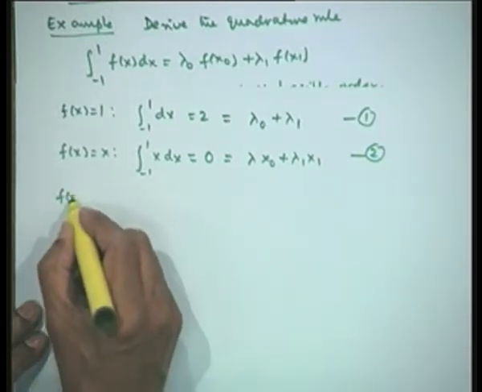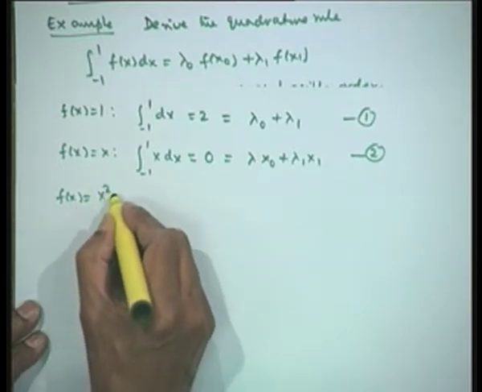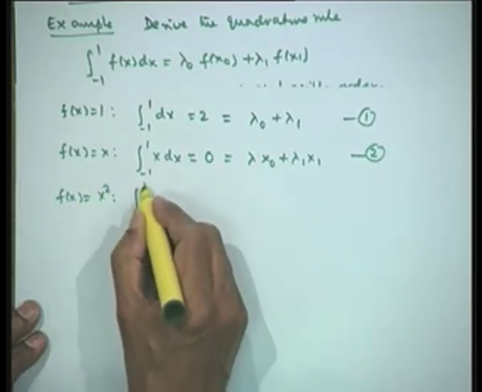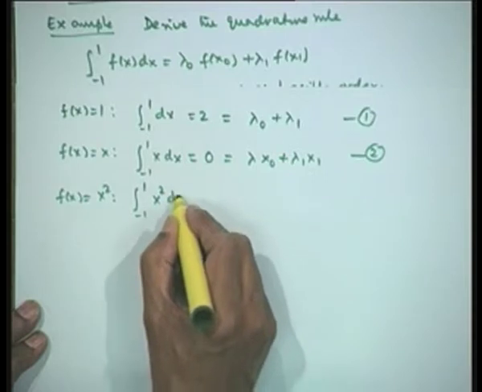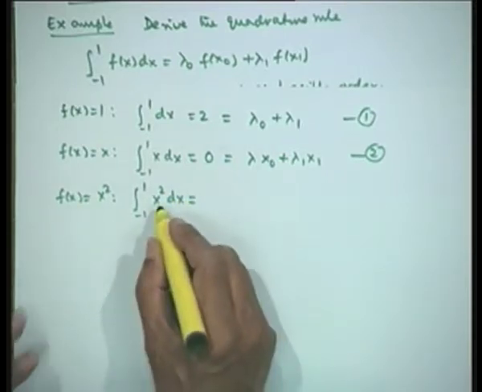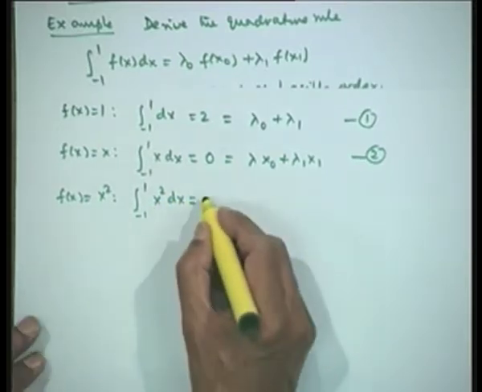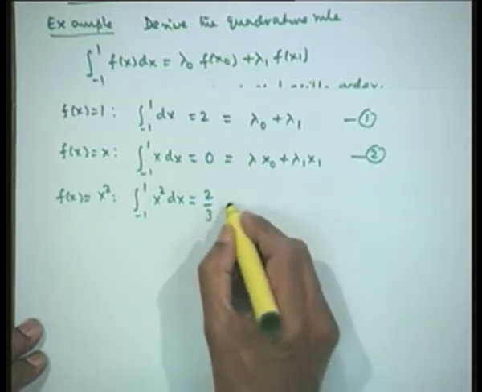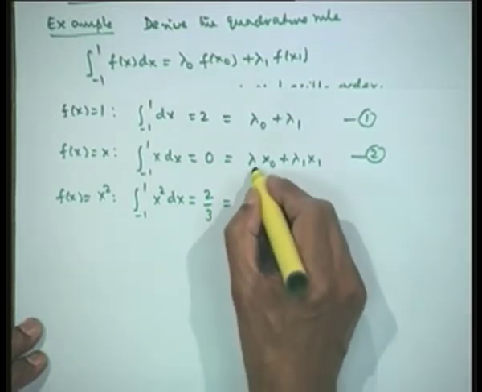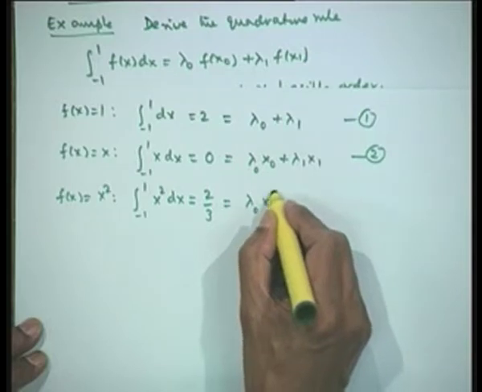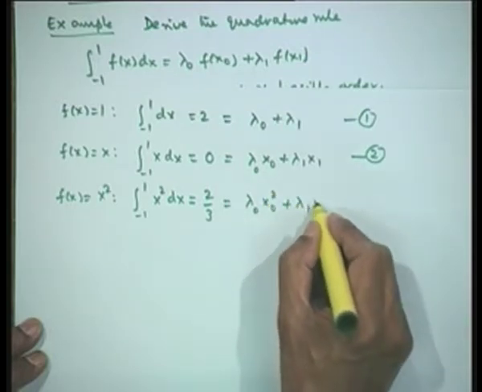Now let us take f(x) equal to x squared. So I will have the integral from minus 1 to 1 of x squared dx. Now this is x cubed by 3, so I will have here 2 by 3, equal to lambda naught x naught squared plus lambda 1 x 1 squared.